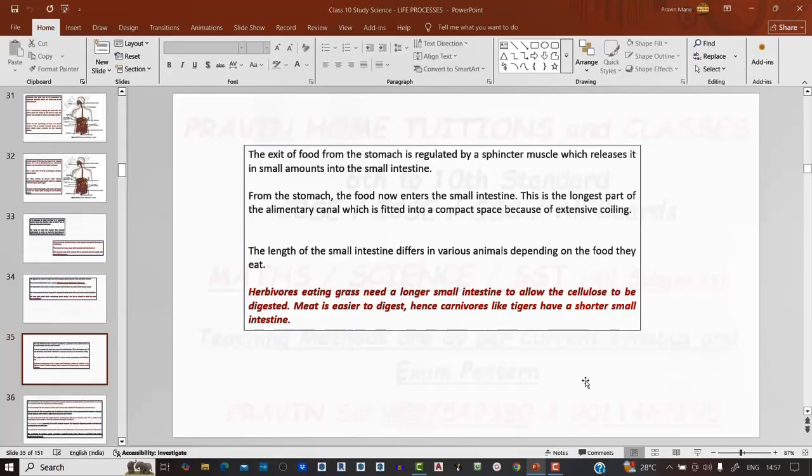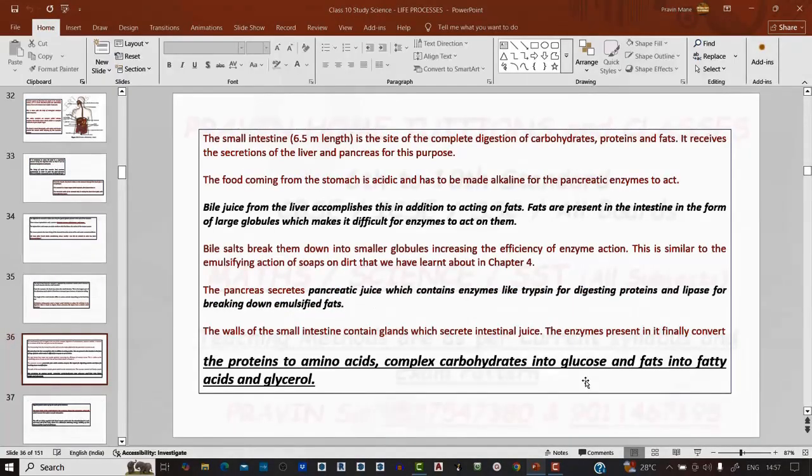The small intestine is the longest part of the alimentary canal. It is about 6.5 meters long and it is coiled. In the small intestine, the complete digestion of carbohydrates, protein and fat takes place. The small intestine receives secretions of the liver and pancreas for doing complete digestion.